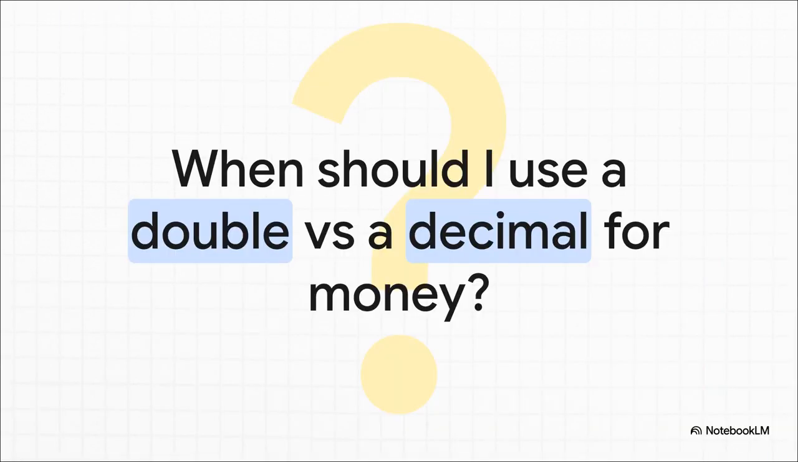Let's dig in. So this is the question that started it all, coming straight from a developer just like you. You've got money to deal with, and in C#, you've got two main options, double and decimal. I mean, they both handle numbers with decimal points, so what's the big deal, right? Well, as we're about to find out, it is a huge deal. It's the difference between a perfectly balanced ledger and money that just disappears.